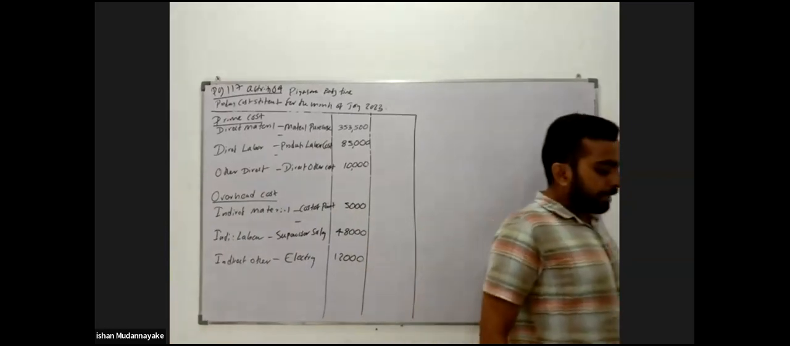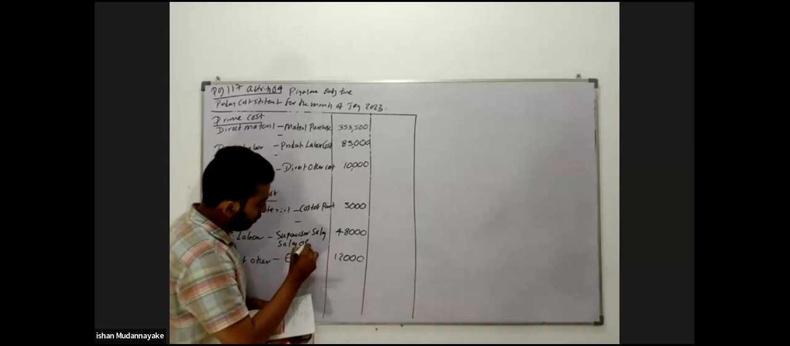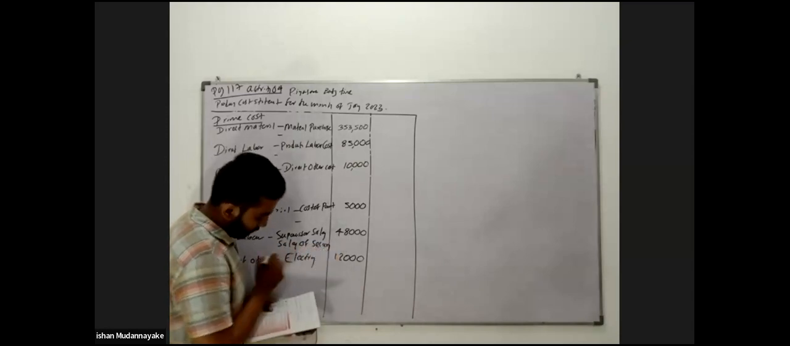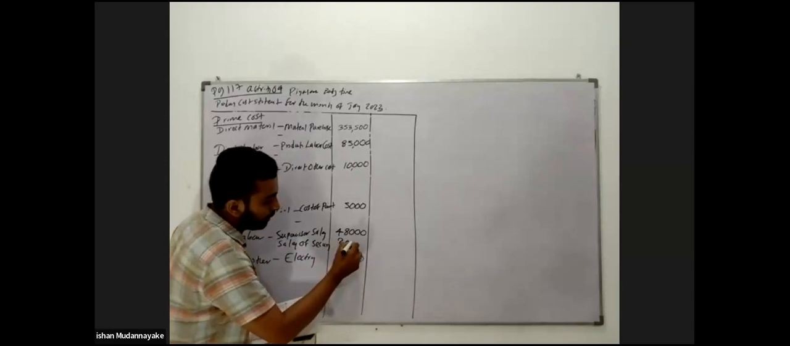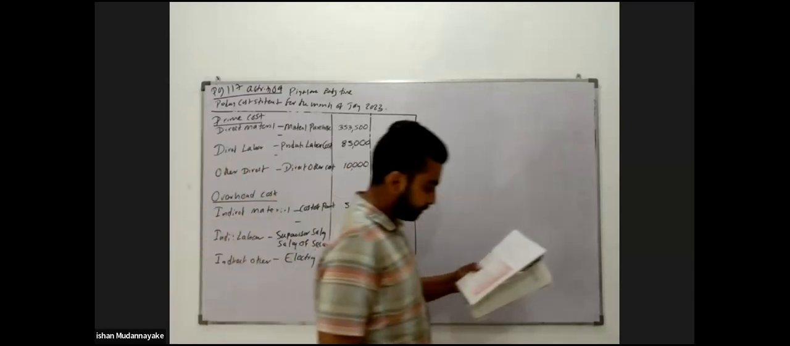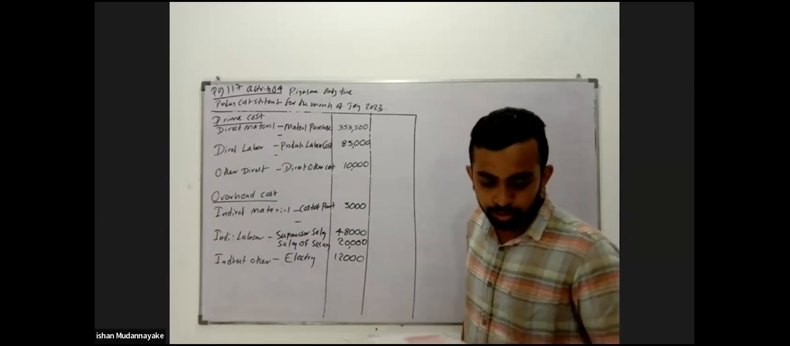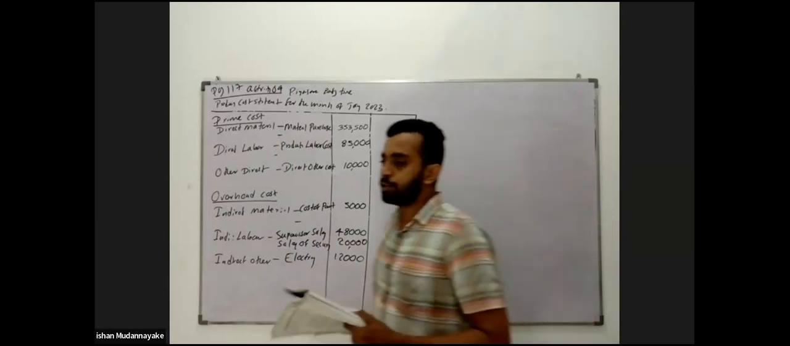And then salaries for security service. How to classify? Indirect labor. Salary of security 20,000, indirect labor. Right. Machinery depreciation. How to classify? Sonal, machinery depreciation. How to classify?